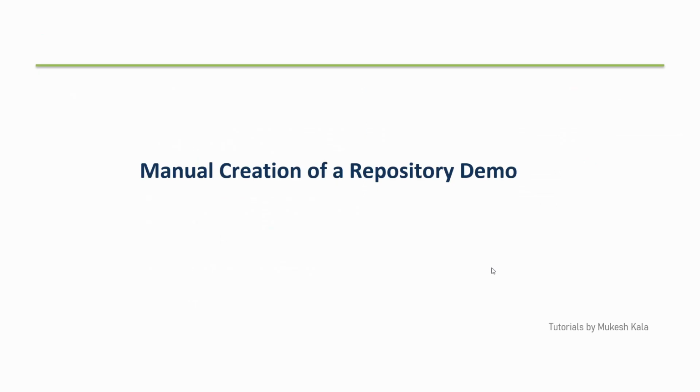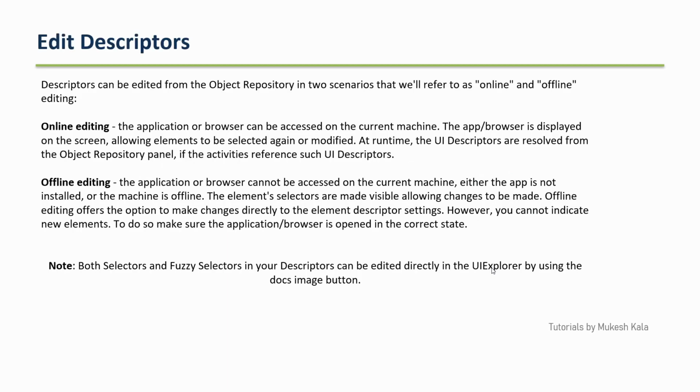Okay, so that was a quick demo on the manual creation and use of the object repository. Next, we have something which is called descriptors editing. Descriptors can be edited from the object repository. So we have created all those descriptors, right? But it won't always work 100% as we have expected or as we have coded. There would be chances where we want to edit these descriptors.